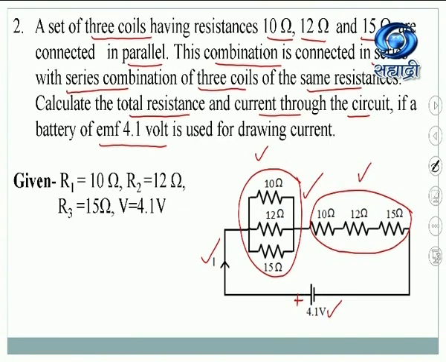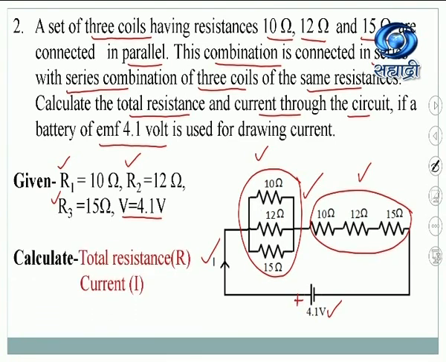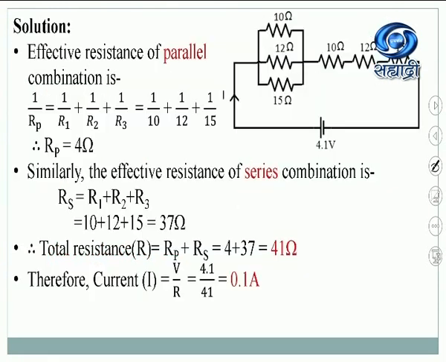Now what is given here? R1, for example, 10 ohm, R2 12, R3 15 and EMF or V equal to 4.1 volt. It is given. And what do you have to find out? Two things are asked: total resistance, say R, and the current in the circuit, say I. So current and the resistance we have to find out.